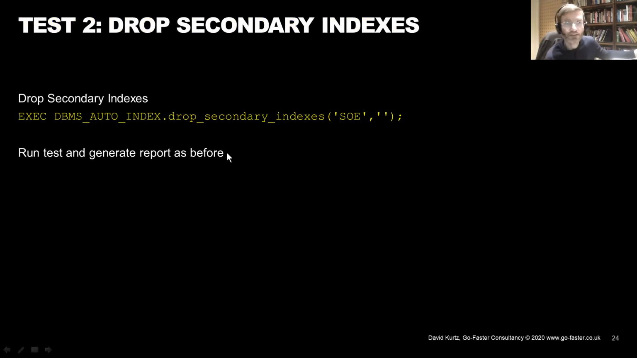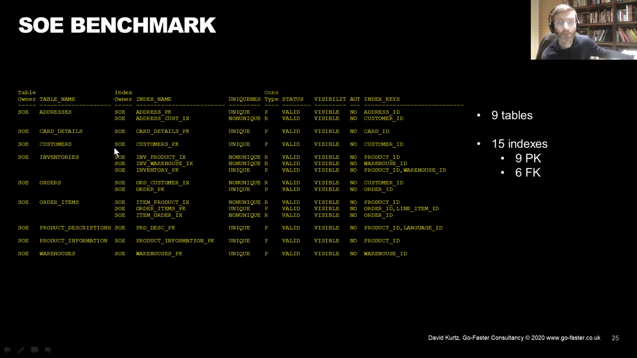So in my second test, I am going to drop my secondary indexes on my SOE schema. And here are my 9 tables. I'm down to 15 indexes. And that's the 9 primary keys and the 6 foreign keys. The other 12 have gone.